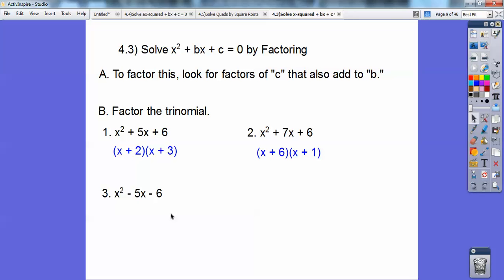How about this? Factors of negative 6 that add to negative 5. It's not negative 2 times negative 3, because that would equal positive 6. So it's going to be a negative 6 times a positive 1. Those add to negative 5. Now, factors of 6 that add to negative 5. I spilled the beans on that one on the last problem.